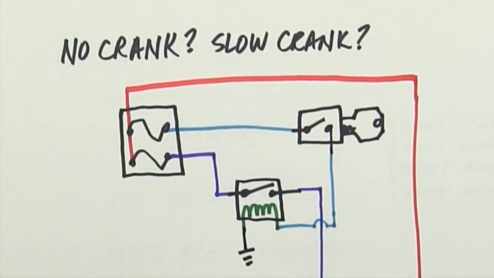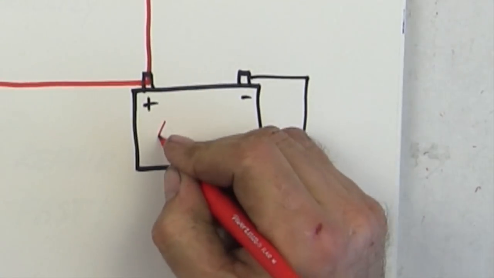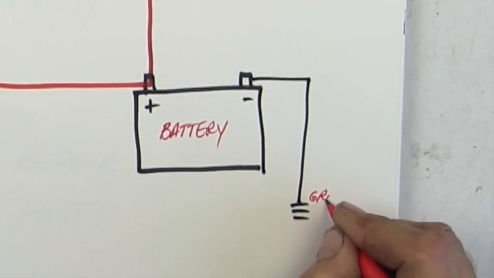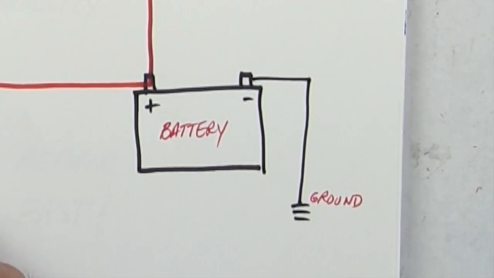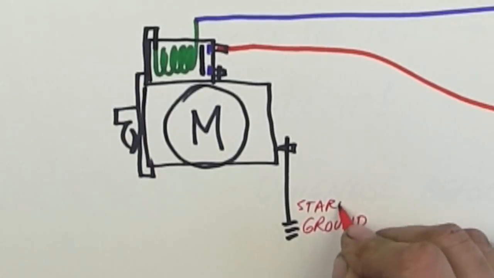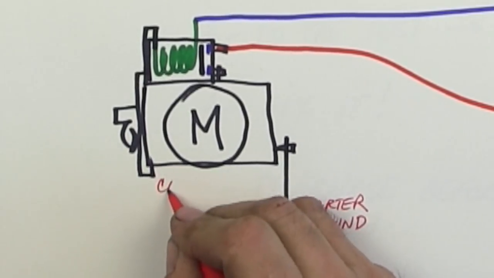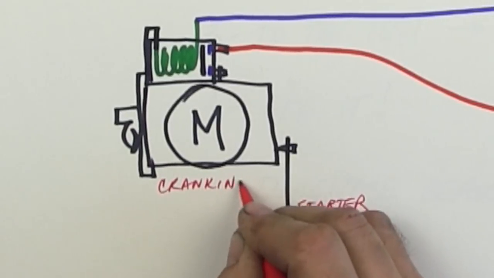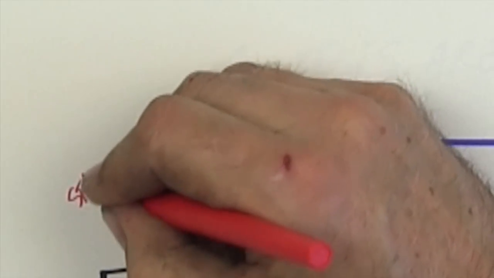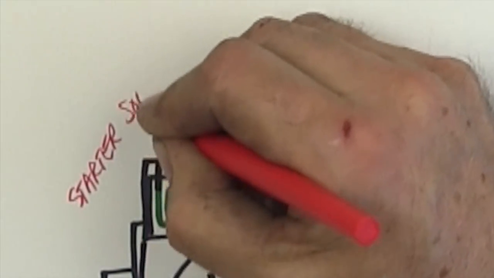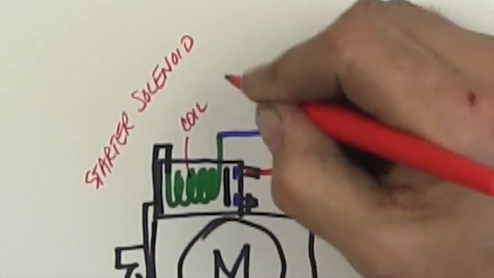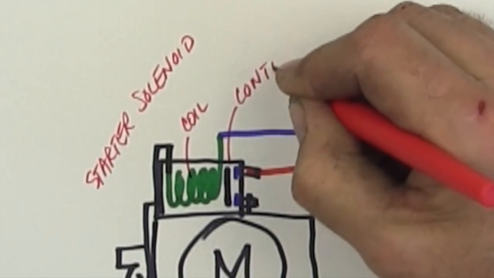All right, let me do a little labeling here to make sure you understand what we're dealing with. All right, so we're going to start here, obviously. Here's the battery. All right, here's a ground. That's where the battery connects to the ground. Here's the starter ground for the starter. Here's the cranking motor. Here's the starter solenoid. But there's two things inside the starter solenoid. There's the coil, and there's the contacts, right? Wow, this is getting a little crazy here.